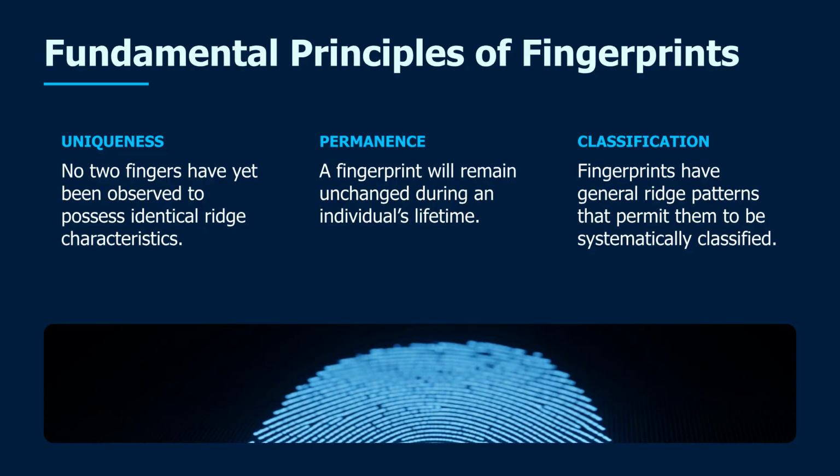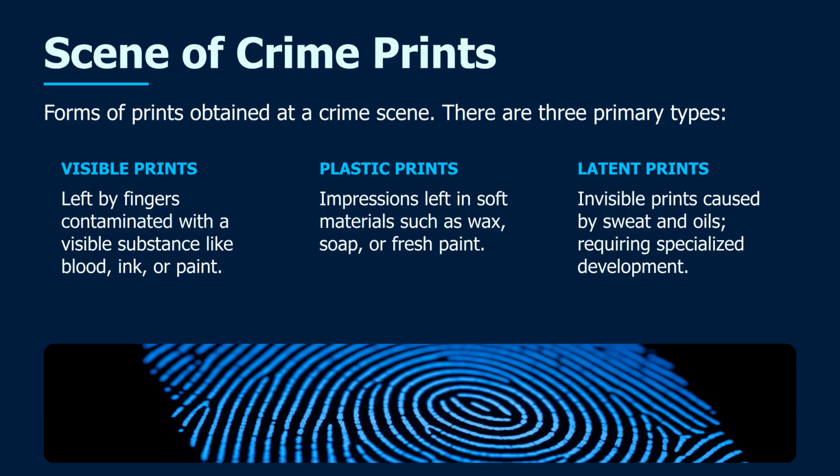Fingerprints follow three fundamental principles: uniqueness, as no two are identical, permanence, as they never change, and classification, as they can be systematically categorized. Crime scene prints are categorized into three types: visible prints from contaminants, plastic prints left in soft materials, and latent prints, which are invisible and require specialized development.